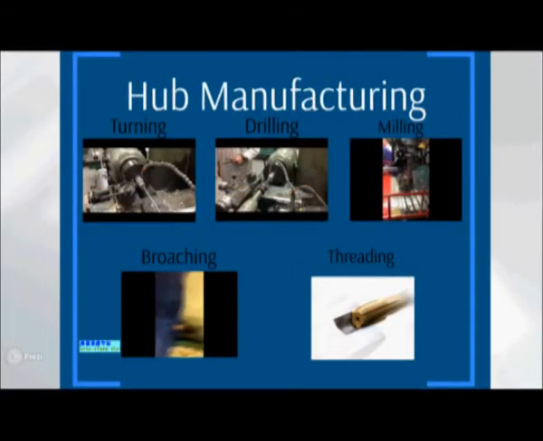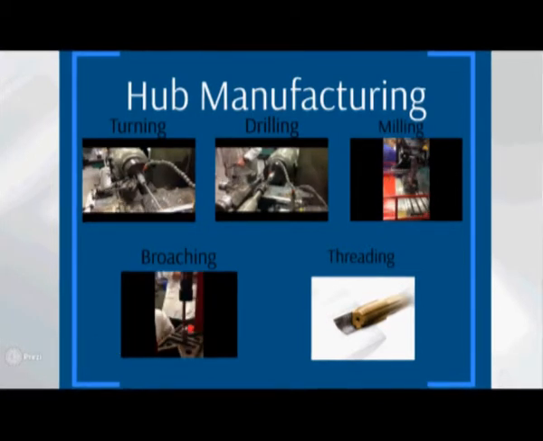For manufacturing, the hub was manufactured in the workshop using a series of processes, while the blades were manufactured using a rapid prototyping machine. To manufacture the hub, a cylindrical piece of aluminium was put through turning, drilling, milling, threading, and broaching in the order specified.